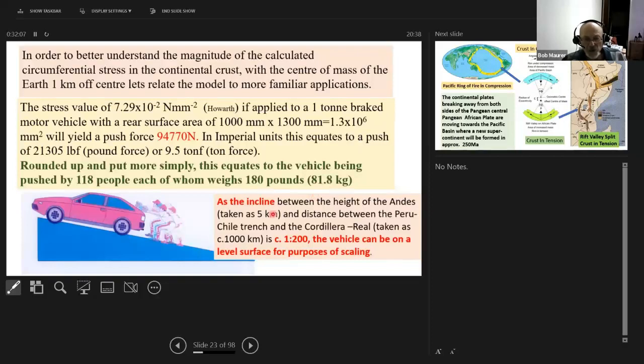The incline between the Andes, Jackie Gill, one of our members, did this cartoon for me, is the incline between the height of the Andes taken at 5 kilometers, and this is between the Peru-Chile Trench and the Cordillera, taken as 1,000 kilometers. The actual inclination is 1 in 200. In other words, next to nothing.